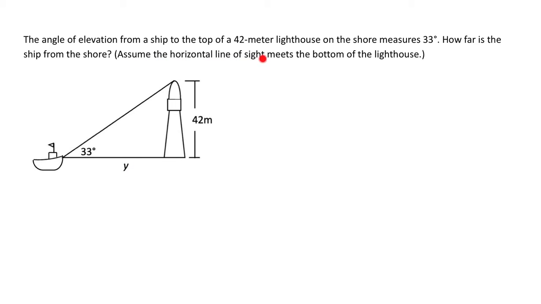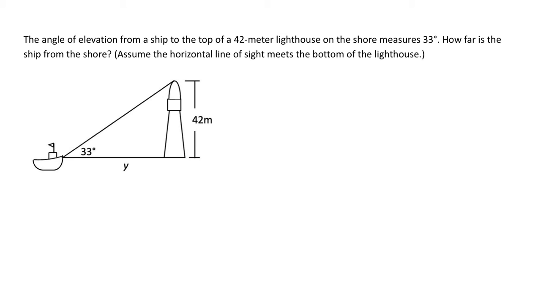Assume the horizontal line of sight meets the bottom of the lighthouse. We'll see a little bit later why that's important, but if the lighthouse was up on like a rocky cliff, we would only be viewing, if this was 42 feet, we would have some height in addition to that, but we'll look at a problem later where that kind of happens.